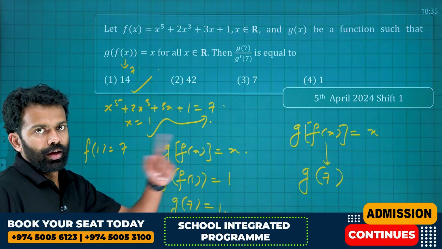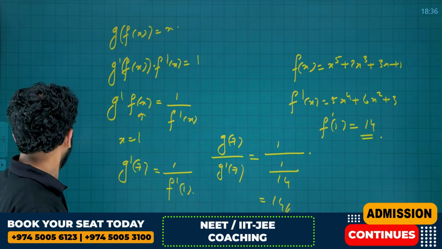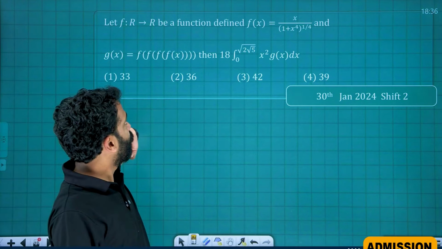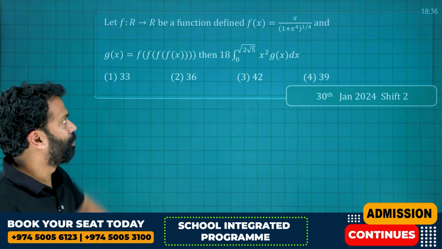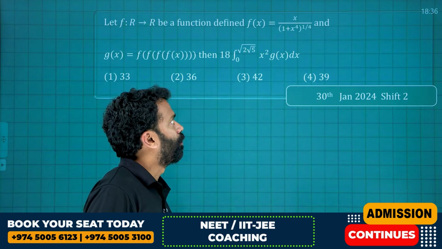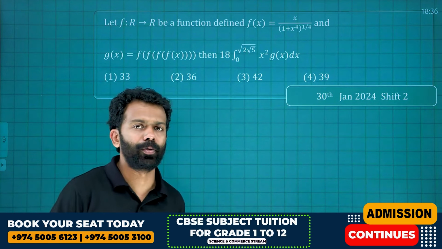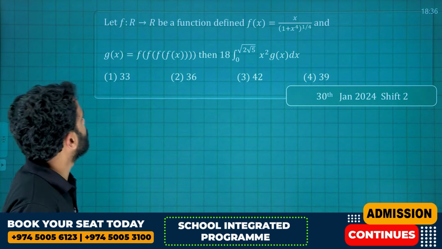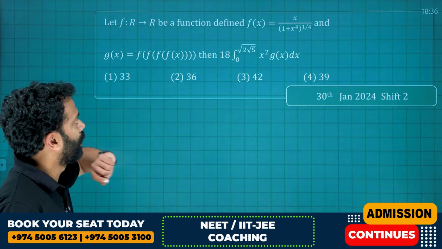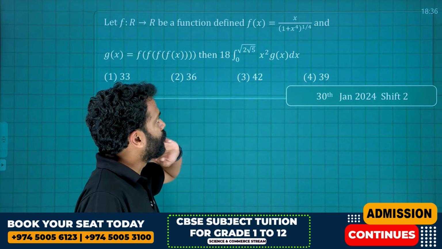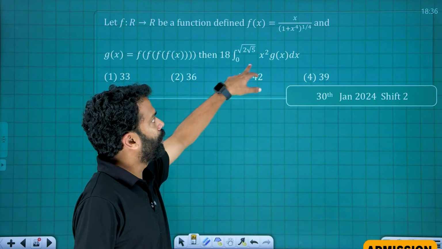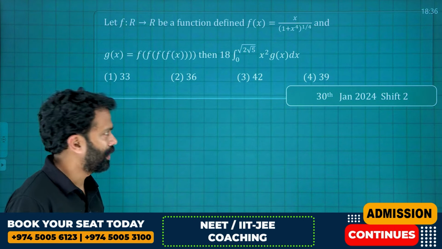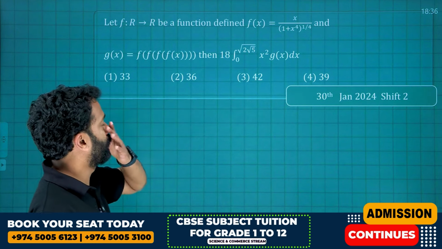Okay. Next one. Let a function f defined from real numbers to real numbers be defined by f of x is equal to x by (1 plus x raised to 4) the whole raised to 1 by 4. And g of x is equal to f composed with itself 4 times, f of f of f of f of x. Then 18 times the integral from 0 to root of 2 root 5 of x square into g of x is equal to. How are you going to do this one? Let's check it out. Let's find this first. Okay, only then we can proceed.